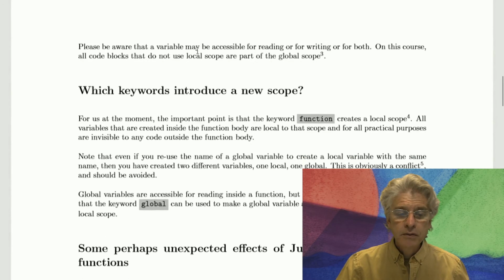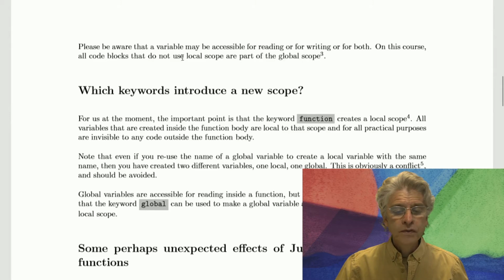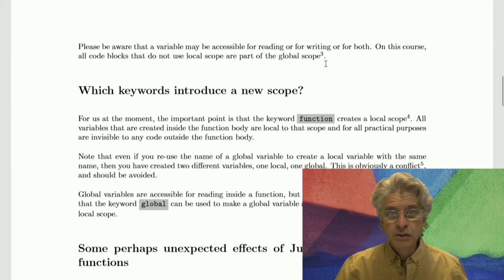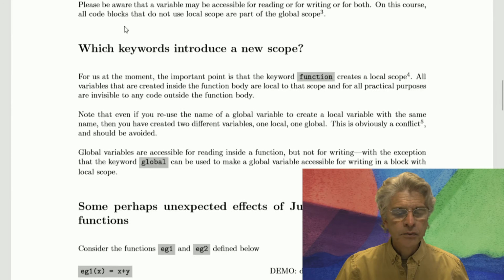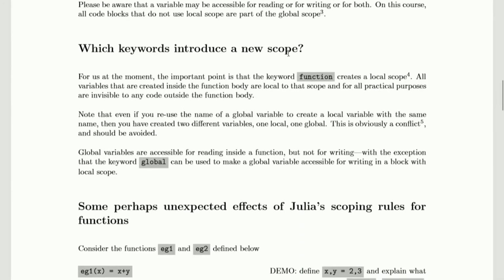So a variable, of course, can be read only, or it can be read and write. So on this course, all of the code blocks that do not use local scope are part of one global scope. We only use one global scope at a time. So which keywords introduce new scope? There are not that many of them, but in this lesson we will focus only on the keyword function, and it creates a local scope.